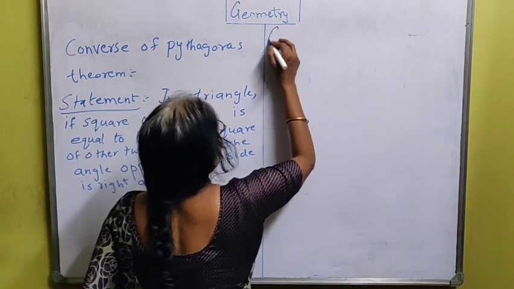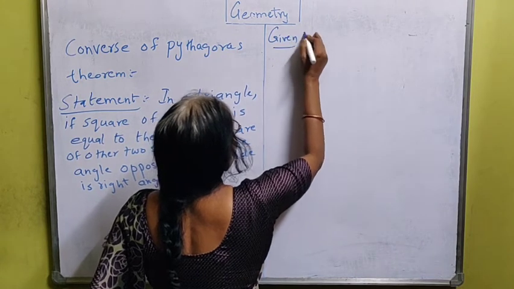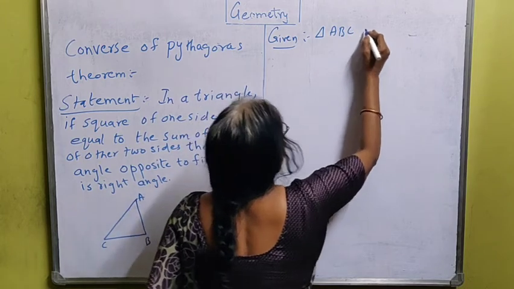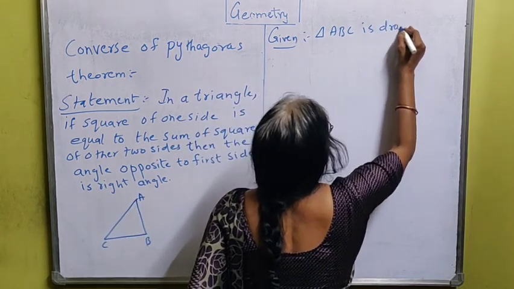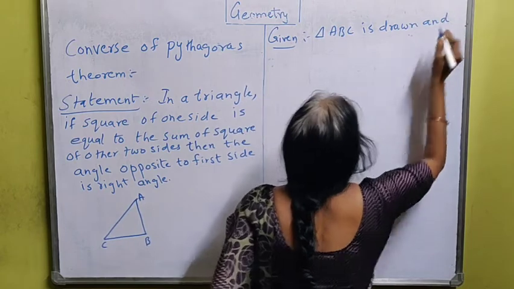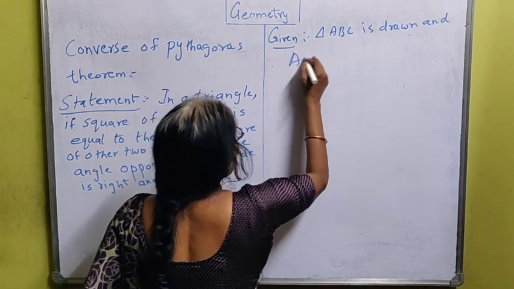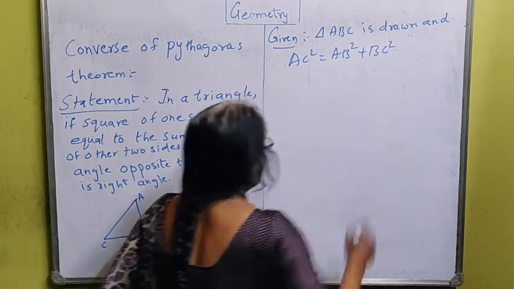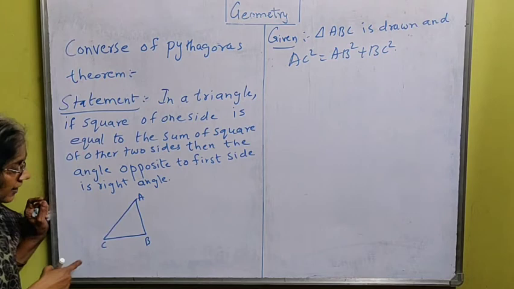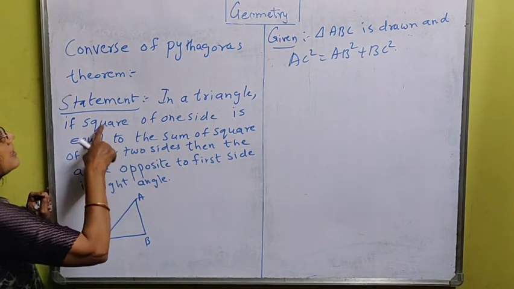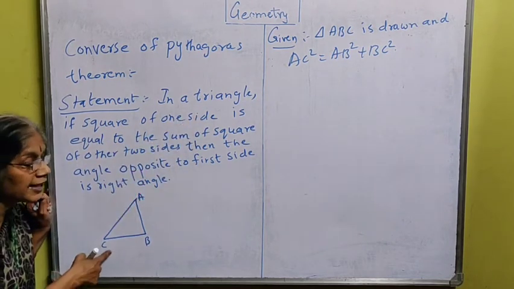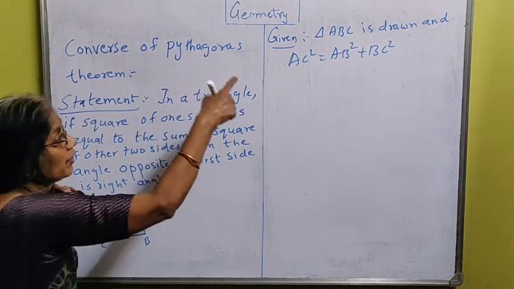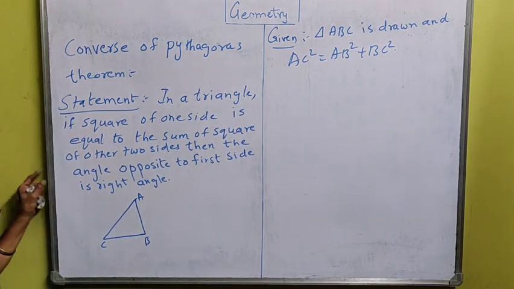So given, we will write it down. What is given? Triangle ABC is drawn and AC square is equal to AB square plus BC square. Square of one side: AC is the side we have taken. So AC square is equal to, and the other two sides are AB and BC, so it is equal to AB square plus BC square.